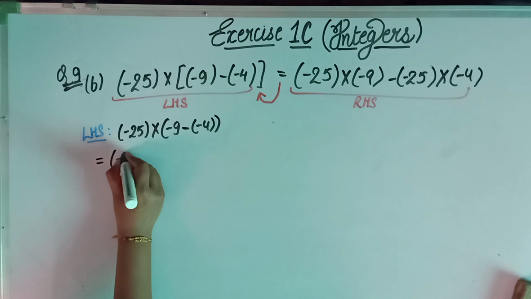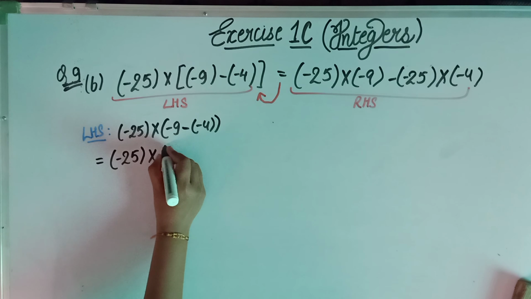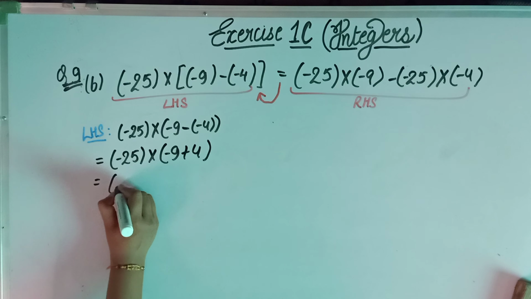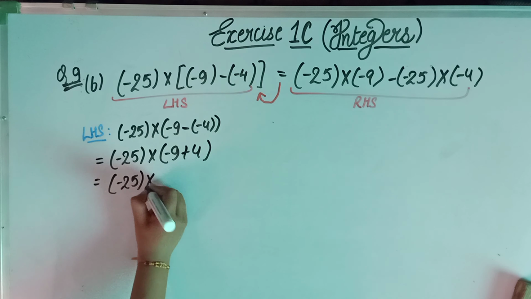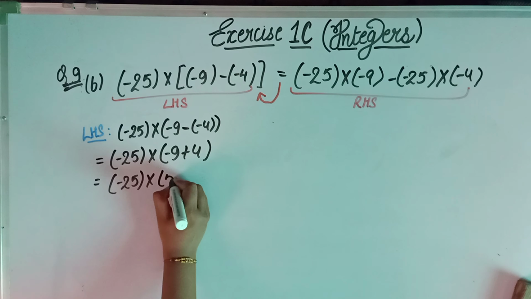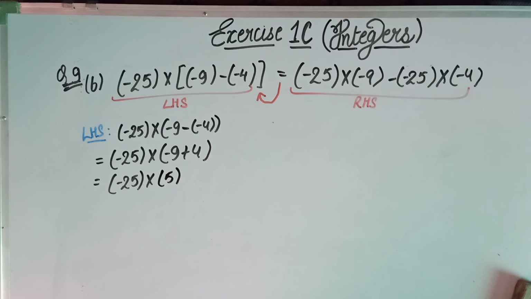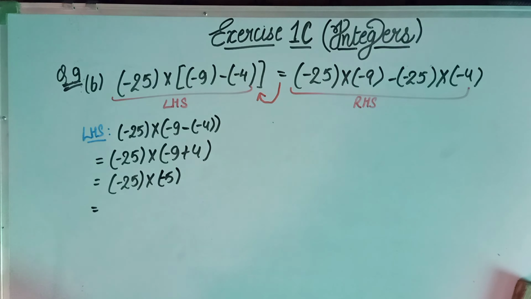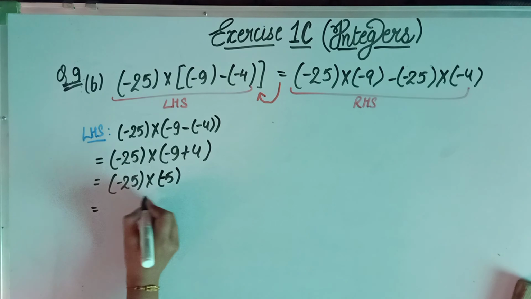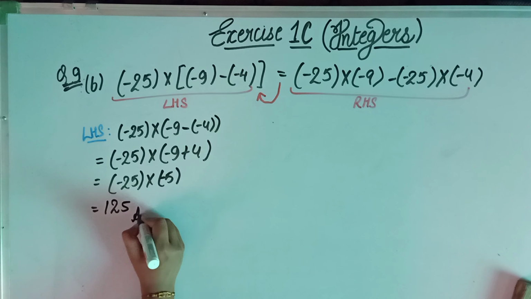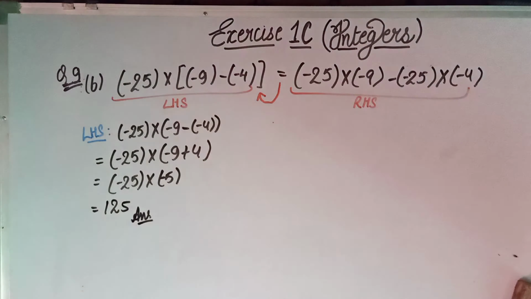So let's move further. So minus 25 multiplied by minus 9 minus minus, which is plus 4. Okay, so minus 25 and multiplied. Now plus minus is minus. So 9 minus 4 gives you 5. Okay, now we are going to multiply these numbers, whereas we know which is the larger number. 9 is the larger number, so we need to put a minus sign over here. So 5 fives are 25, 5 twos are 10, 11, 12, 125 we have, minus minus plus. So in the LHS we have 125.